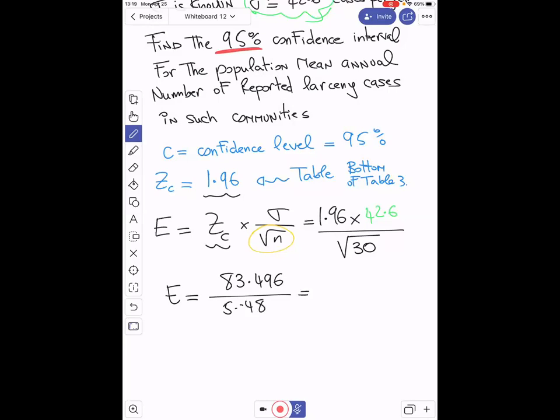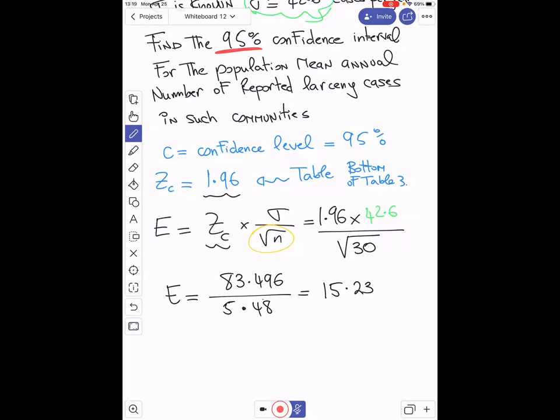So the answer is, let's see my notes, 5.48. Right, so the answer is 15.23, I think. Sorry, this is 5.48, right? So that's your margin of error.